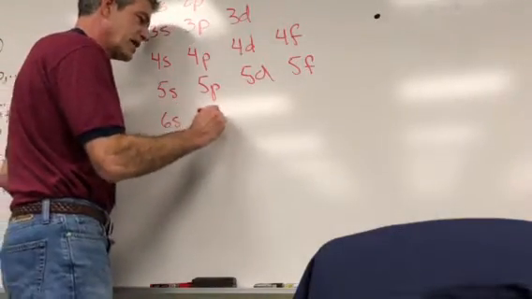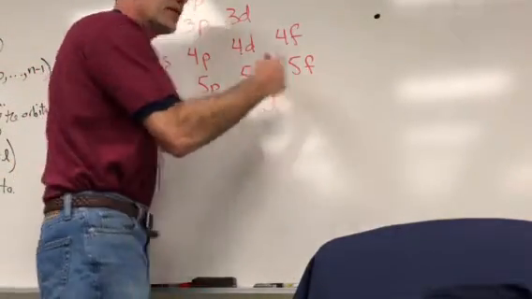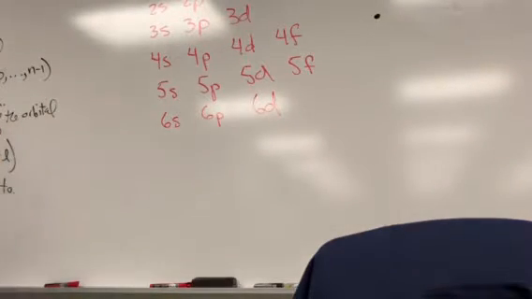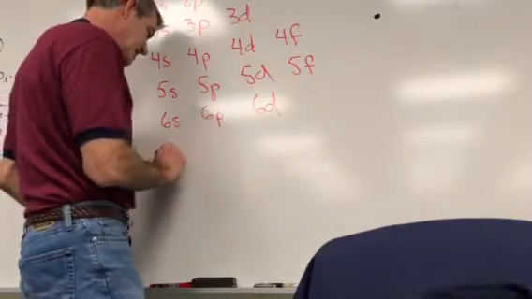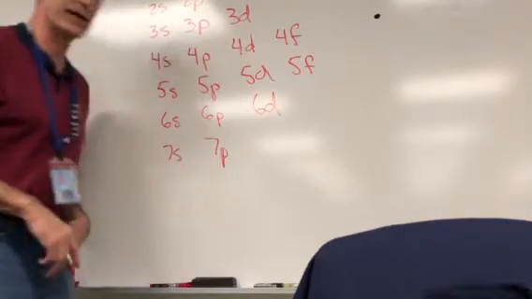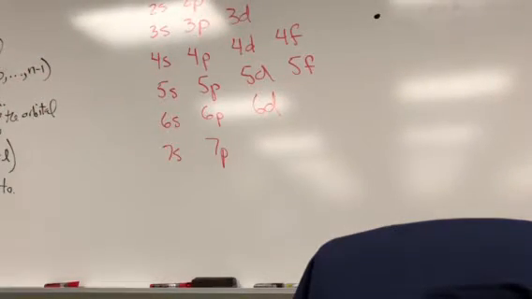6S, 6P, 6D. There is a 6F and a 6G and a 6H. We never find electrons in them, so I don't bother writing them out. If you want to put them in, you can do it. Okay, it doesn't hurt us. And then the 7S and the 7P, and I stop right there. Again, you want to continue on, you can, but you don't need to.